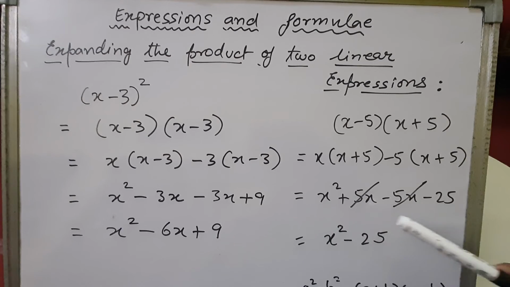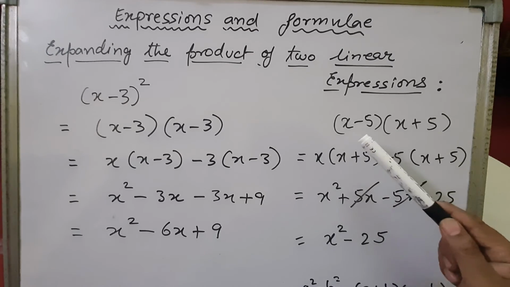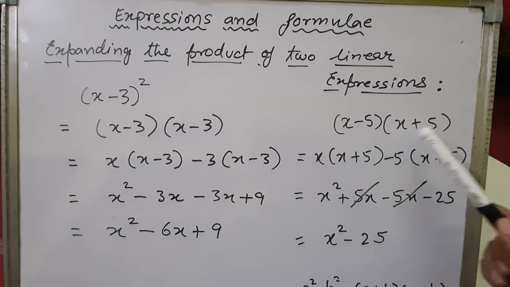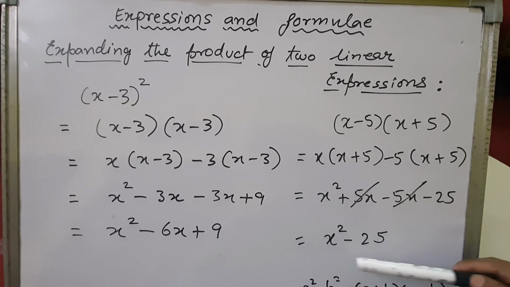Now you can see plus 5x and minus 5x will get cancelled here. So the result will be x square minus 25. 25 can be written as 5 square. So the product of x minus 5 and x plus 5 will be x square minus 5 square, or 25. From here the formula has been obtained: the product of a plus b and a minus b will be a square minus b square. All right children, please note down.